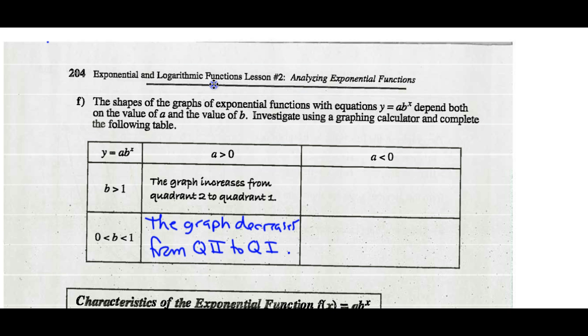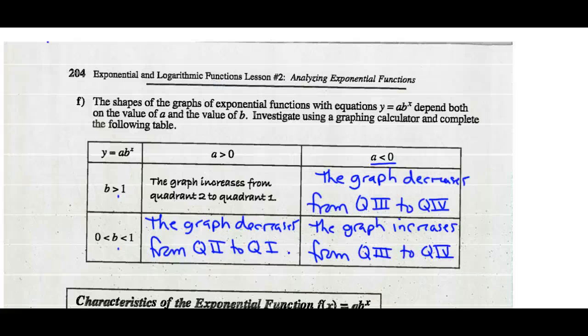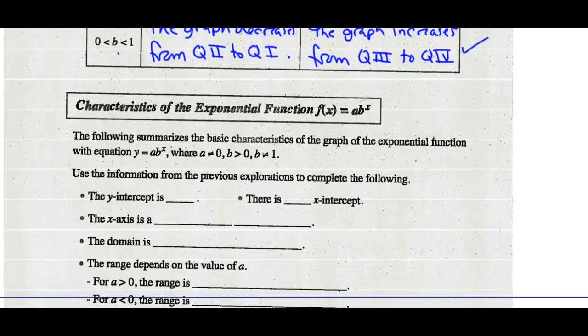You try what happens to the graph when a is less than 0 and b is greater than 1 or b is between 0 and 1, and fill in these boxes accordingly. So pause this, try it on your graphing calculator, and complete these boxes. Then you can restart it to get the answers. Alright, so here's what you should have. When a is less than 0 and b is greater than 1, the graph decreases from quadrant 3 to quadrant 4. And when a is less than 0 and b is between 0 and 1, the graph should increase from quadrant 3 to quadrant 4. Alright, if you did them correctly on your graphing calculator, you would see that.